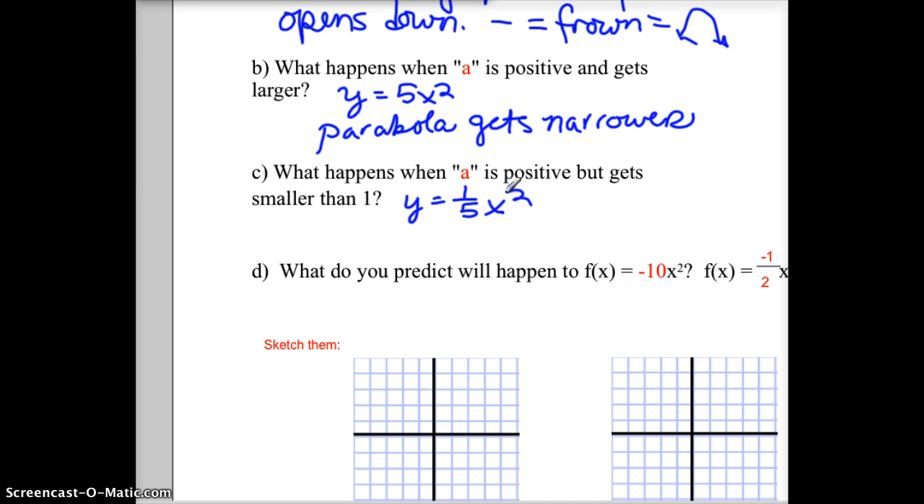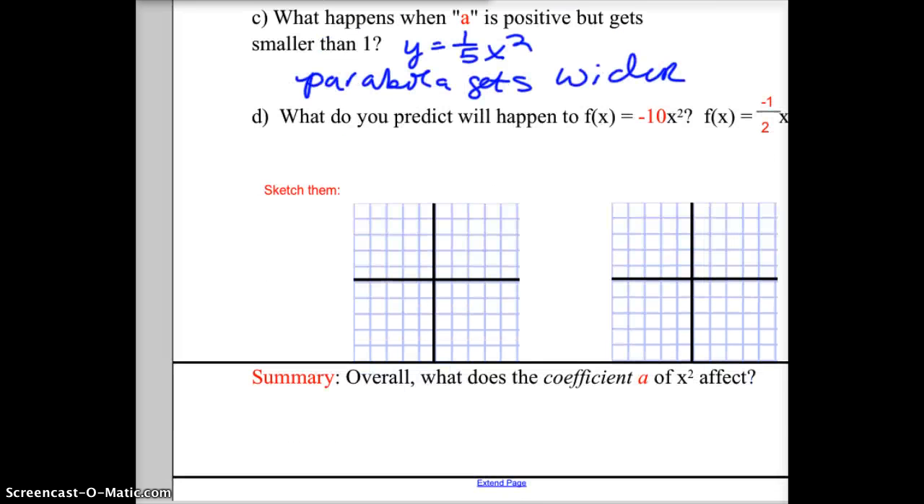x squared. Well, this is kind of like I'm making it get 1/5 its height. It's like if I push down on your head to make you a half of your height, you kind of pop out the sides and you become very fat. And what we say is the parabola gets wider.